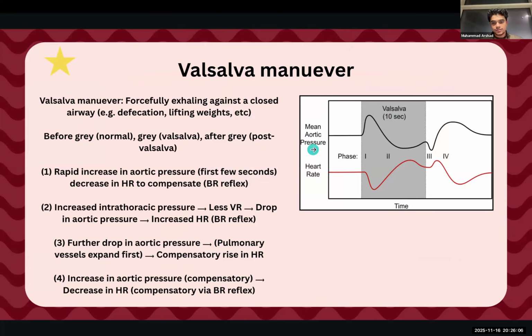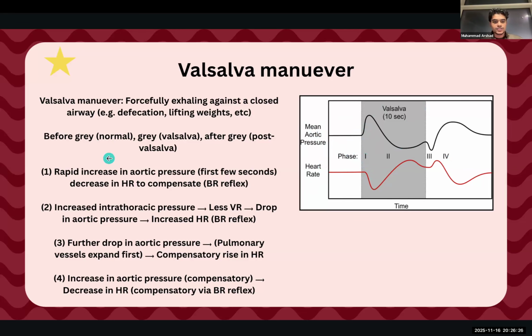And so just to break down this graph a little bit, before the gray, that's normal, right? So you haven't done the Valsalva maneuver yet. Gray is during the actual Valsalva, and then after gray is post-Valsalva, so the recovery from Valsalva. Okay, so this over here is mean aortic pressure, and this is heart rate.